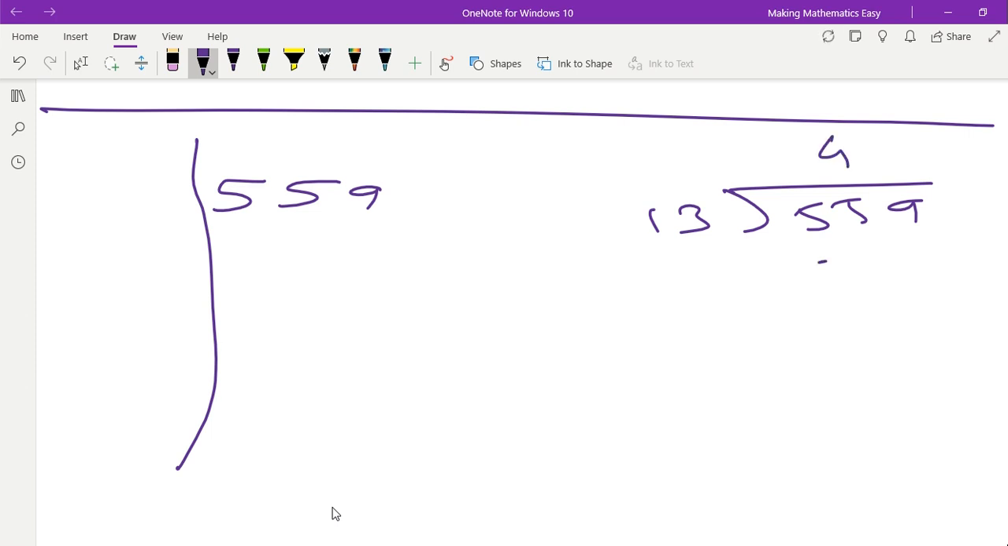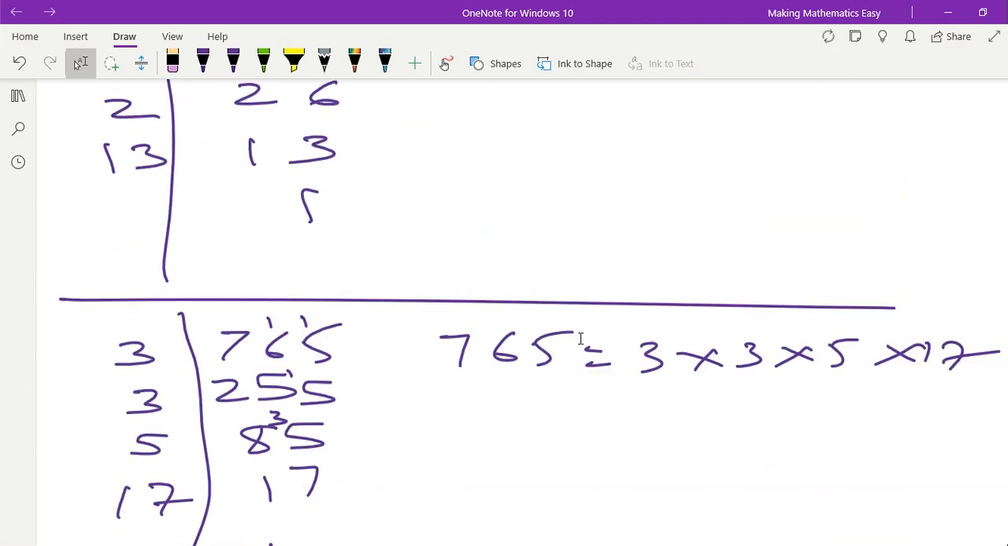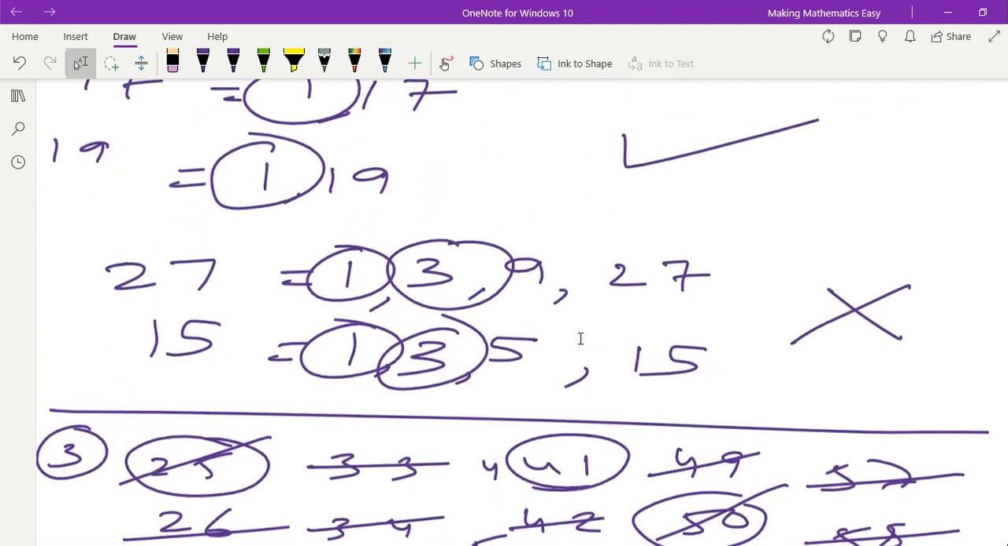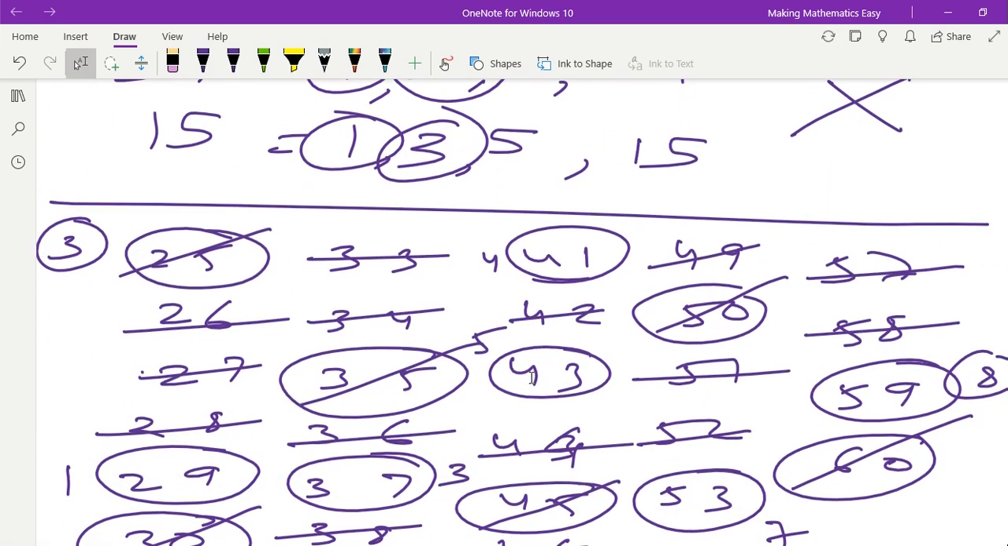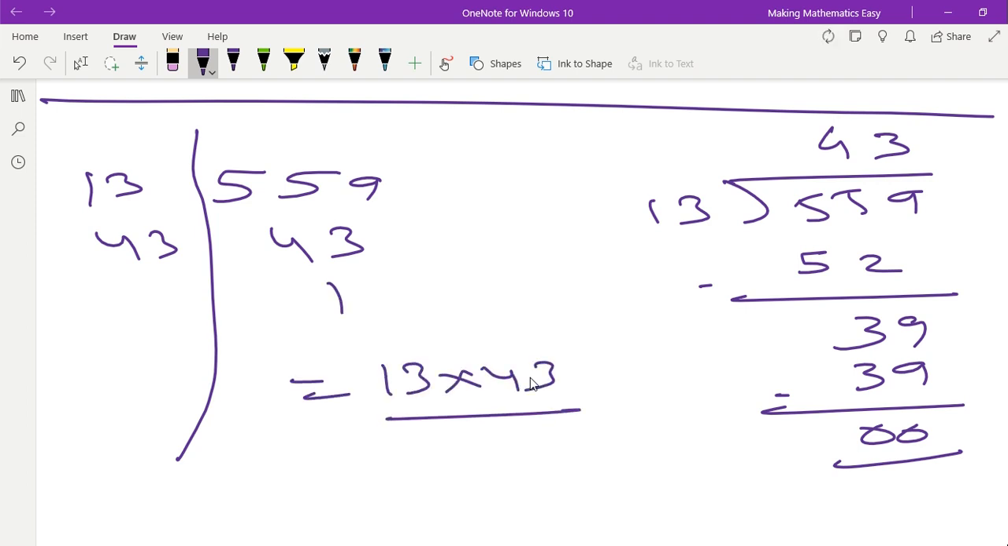13 fours are 52. Correct? Now remainder will be 3. This will be 0, 9, 13. 3s are 39. Right? So this is again divisible by 13. 13 into 43, and 43, if I'm not wrong, is again a prime number, which we can see over here. That 43 is a prime number, so that will be 43 into 1. If you have not seen the previous video lecture, you can go through it. So the factor of 559 is 13 into 43.